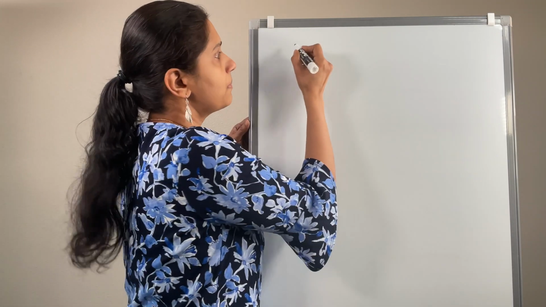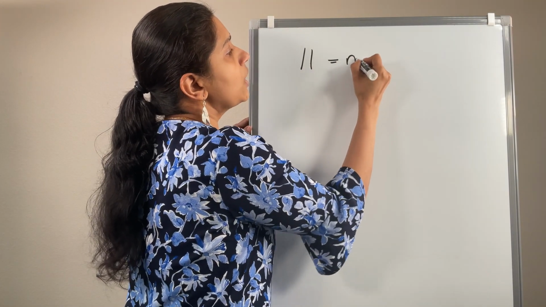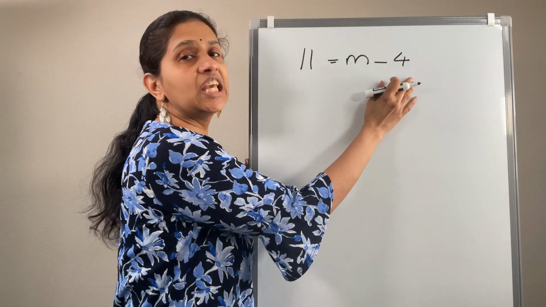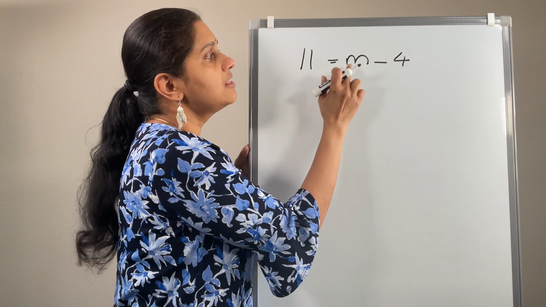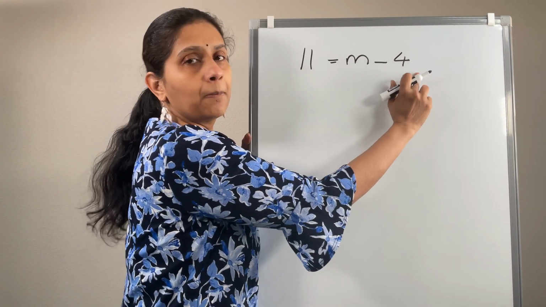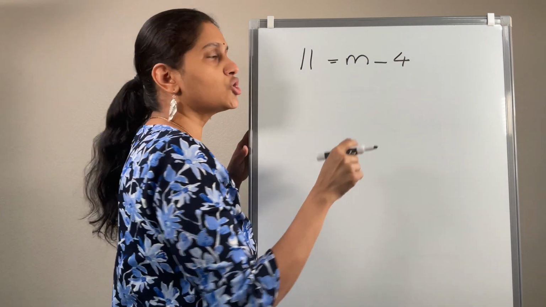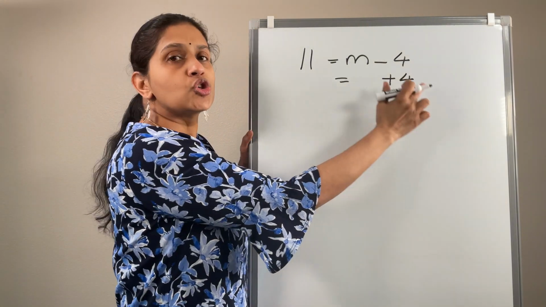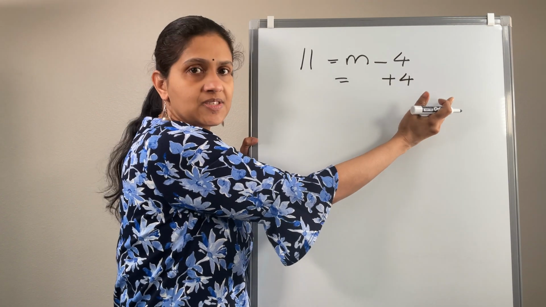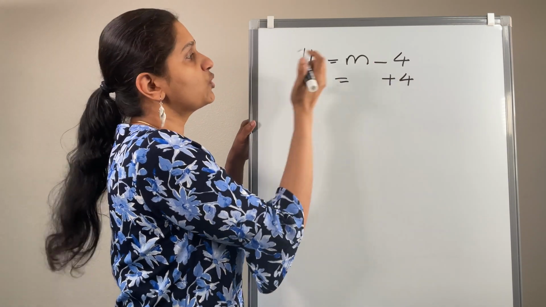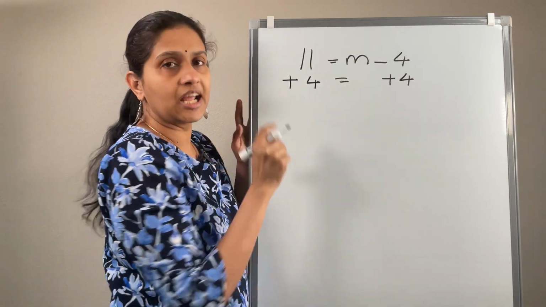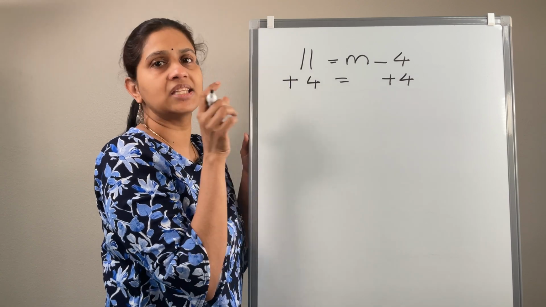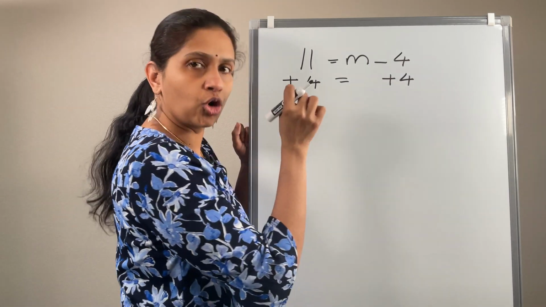Consider the next example, 11 equal to m minus 4. You can see in this case the variable is on the right side, not the left side, and near this variable we have the number negative 4. So, the inverse operation of negative 4 is going to be to add 4, plus 4. So, when you add a number on the left side, you have to balance the equation, you have to add the same number on the right side also. So, because both sides, to balance this equation, you need to add the same number. So, I am adding plus 4 on both sides.